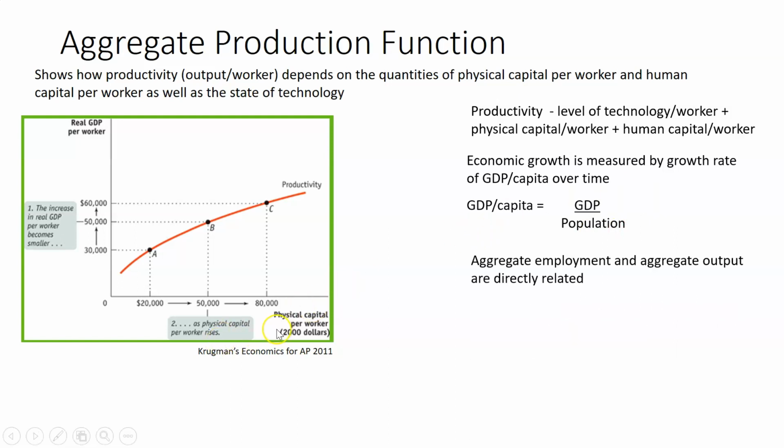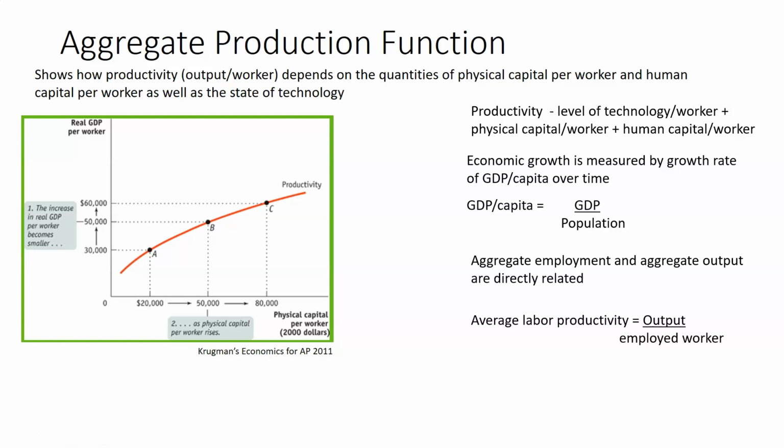Notice here that aggregate employment and aggregate output are directly related. In order to be able to get more output, you have to employ more workers. And so that's what we're looking at, is how we're able to increase our productivity with the workers that we have. When we look at the average labor productivity, we're looking at output divided by the employed worker. So output per worker is really important when we look at the measure of productivity.